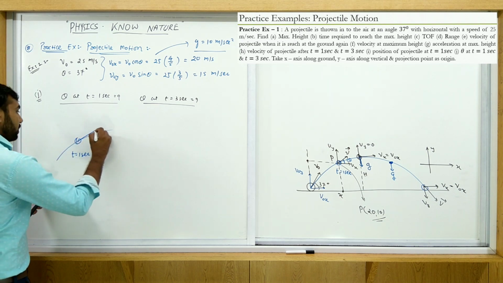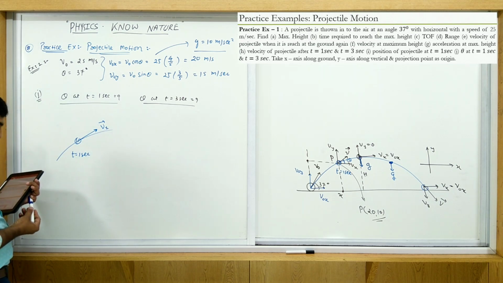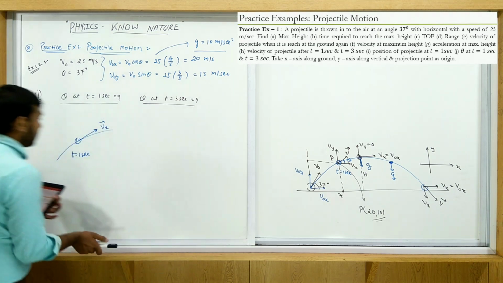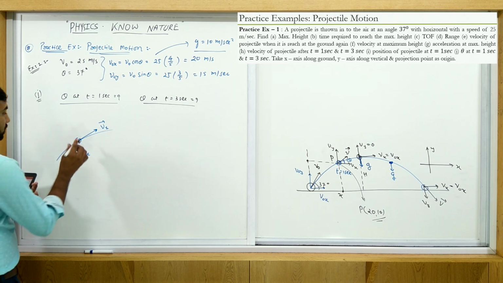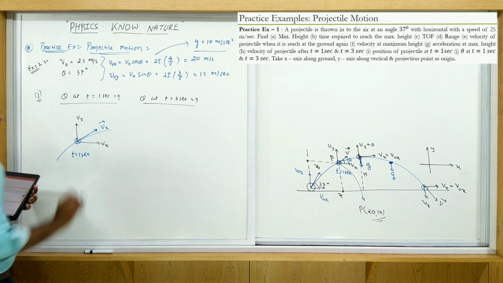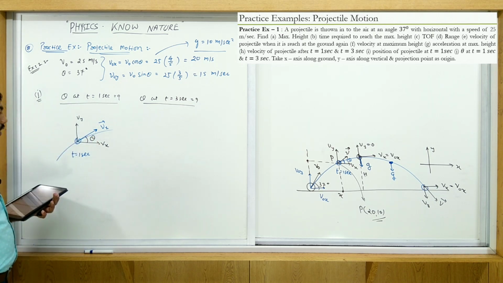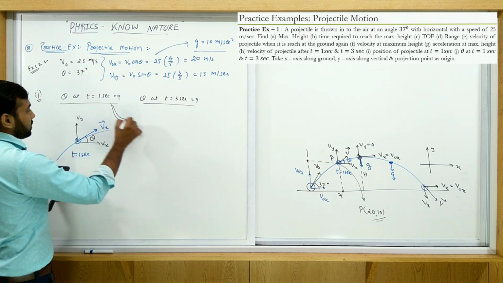Its velocity v1 is like this. Then this velocity has two components. The first one is along the x-axis, the second one is along the y-axis. Then this angle is theta for us. So what is this theta? Let's find this first.